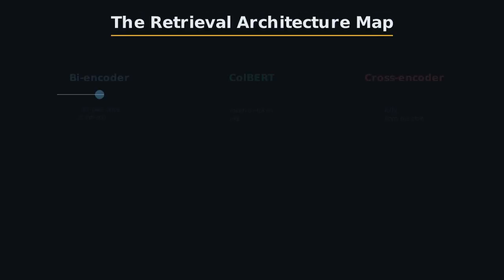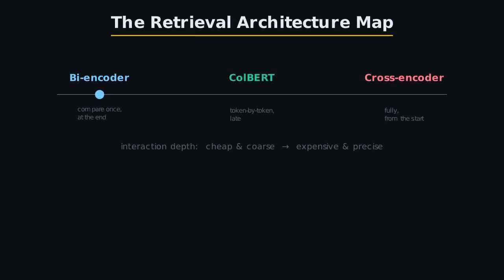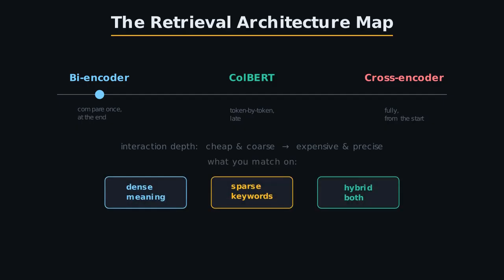So here is the whole landscape. One axis is interaction depth. Bi-encoder, late interaction, cross-encoder, running from cheap and coarse to expensive and precise. The other axis is what you actually match on. Dense meaning, sparse keywords, or a hybrid of both.